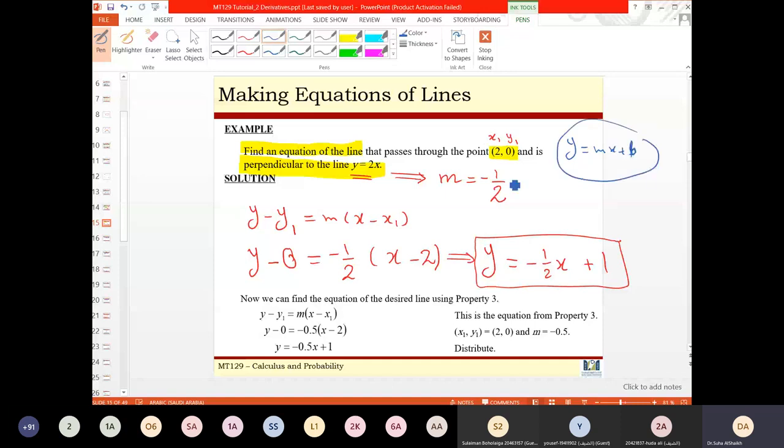Why did we take it as minus 1 over 2? Because they said that my line is perpendicular to this line. They said the line they are asking about is perpendicular to the line y equal to 2x. If perpendicular, it means the slope of my line is the inverse with a minus sign of the slope of this one. The slope of this one is 2. So the slope of my line is minus 1 over 2.